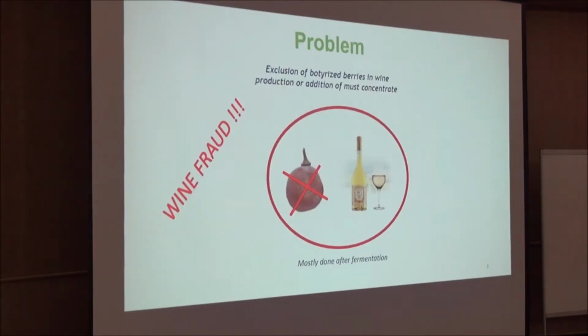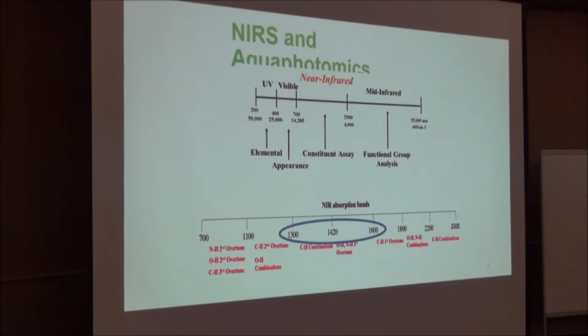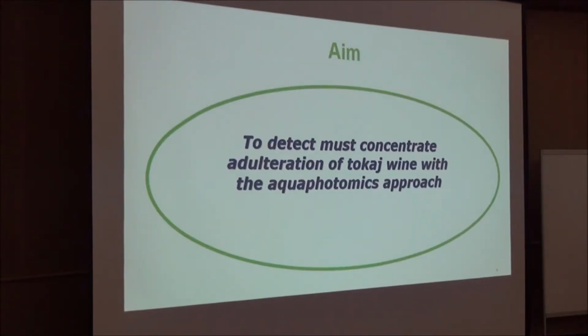However, in as much as researchers continue to develop advanced methods to track and monitor adulteration and quality assurance in general, the producers also continue to develop more complex methods of adulteration. And in Tokai wine, this is considered as the exclusion of botrytized berries in the production of the wine. So we decided to explore the aquaphotomics approach to track this kind of adulteration.